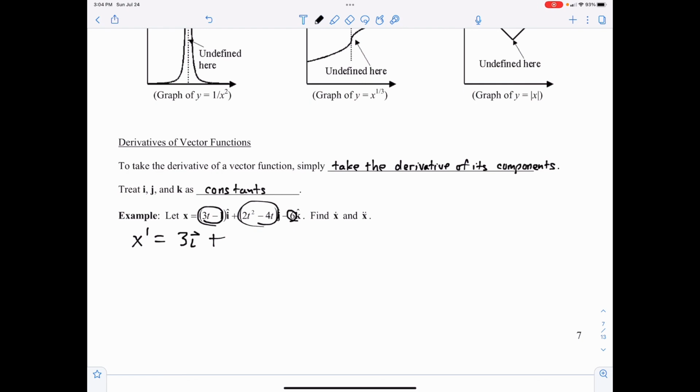So we have plus 4t minus 4 in the j direction. And notice that the constant in front of k is a minus 6. So the derivative of 6 is 0, so that part essentially just drops out. The second derivative of this, the derivative of 3 in the i direction drops out, and the derivative of 4t minus 4 is just 4. So the second derivative would be 4j.